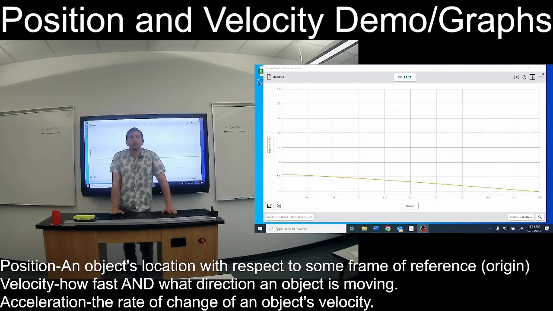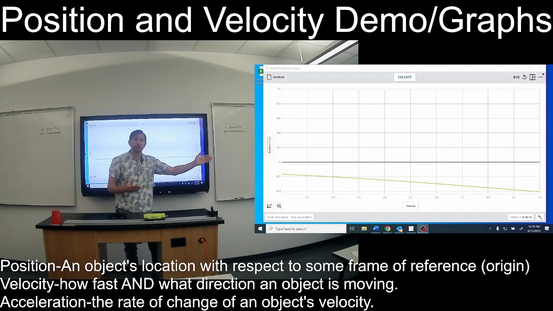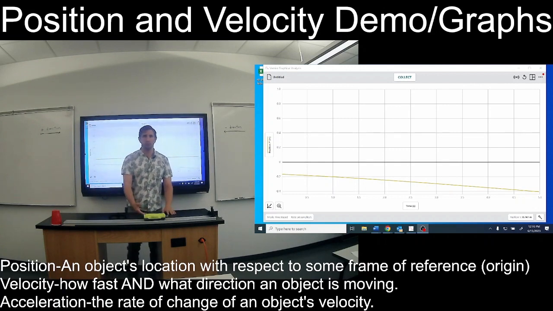Lastly is acceleration, and acceleration tells us about how rapidly an object's velocity changes over time. So keep in mind, if an object is moving along in a straight line and not changing its speed at all, it's not going to have any acceleration because it's not changing its velocity. It's not changing direction. It's not changing speed. But if the object speeds up or slows down or changes direction, then it's going to have an acceleration.